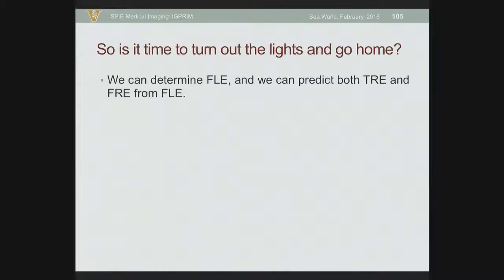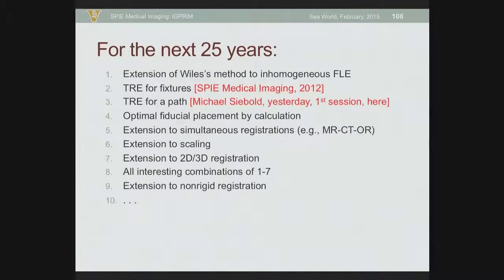I mean, we can predict FLE, we can predict TRE. I mean, we can measure FLE and predict TRE and FRE from it. So is everything solved? Was 25 years enough? Well, maybe not. Here's some problems that I suggest that somebody might want to look into. I'm not going to go over them.